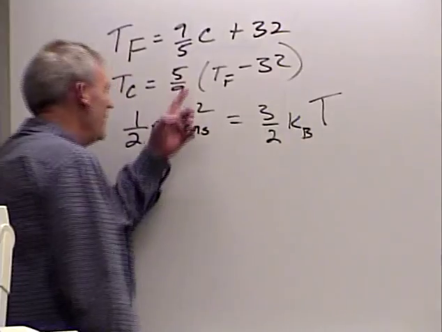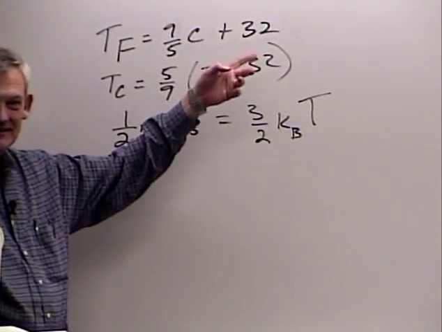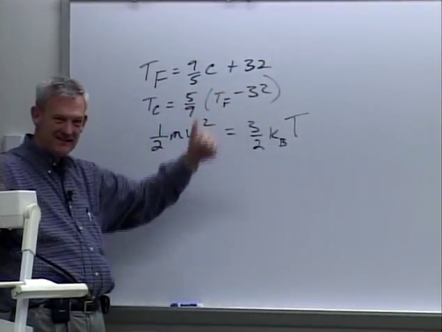Well, how hard is that? You're going to use this. Basically, you're going to take those things, multiply them by 9/5 and add 32. Ta-da! You're done.